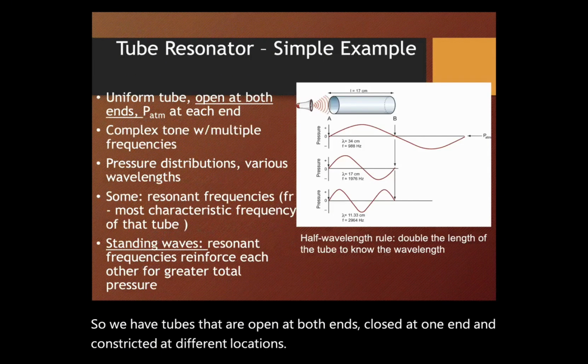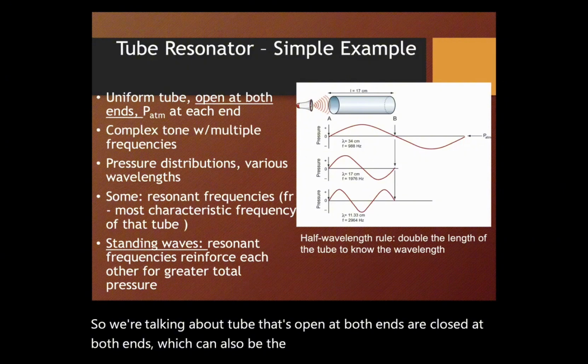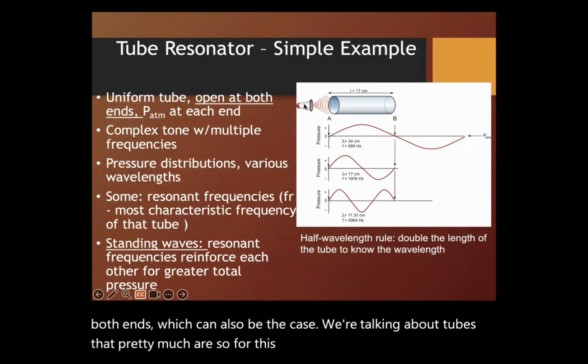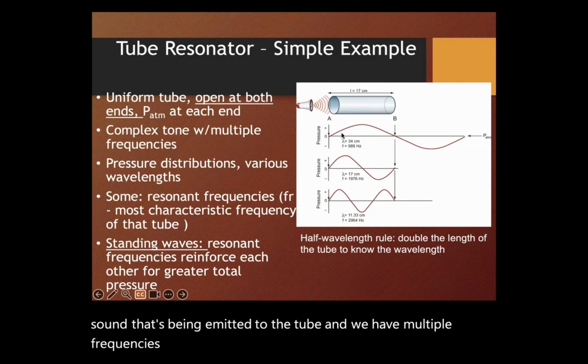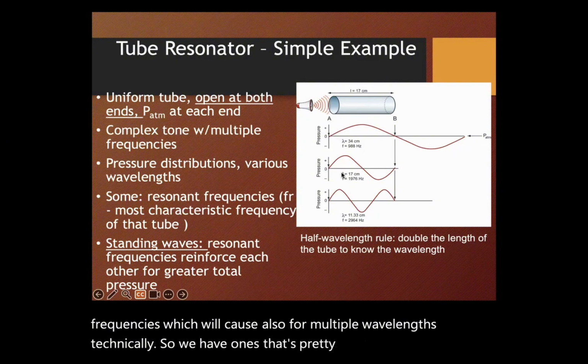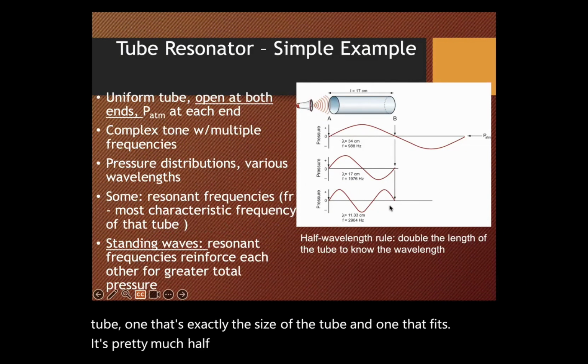So we're talking about a tube that's open at both ends or closed at both ends, which can also be the case. For this example in the graph, we have sound that's being emitted into the tube, and we have multiple frequencies, which will also cause multiple wavelengths. So we have one that's twice the size of the tube, one that's exactly the size of the tube, and one that's half of the tube as well.